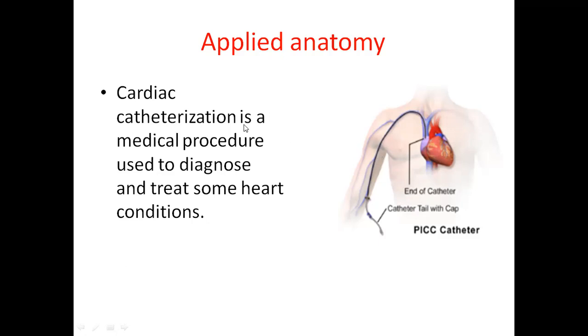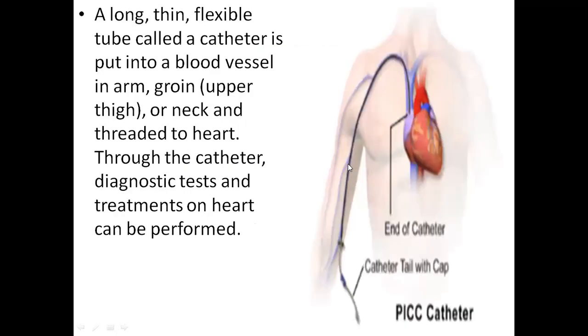Okay, so cardiac catheterization is a medical procedure used to diagnose and also to treat certain heart conditions. A long flexible tube called a catheter is put into a blood vessel. Usually now we are talking about the arm. We can also pass this catheter through the groin, that is the upper thigh. Sometimes we can pass the catheter through the neck region also. And you will see this catheter is threaded to the heart. Through the catheter, the diagnostic tests and treatments of the heart can be performed.